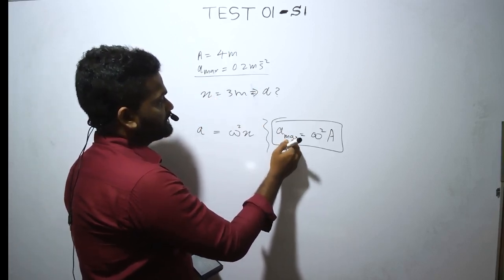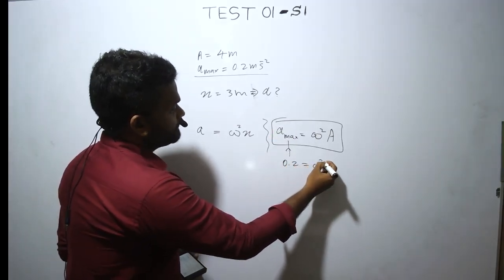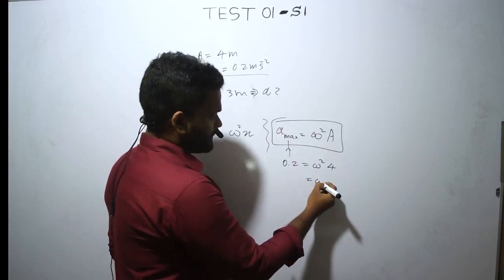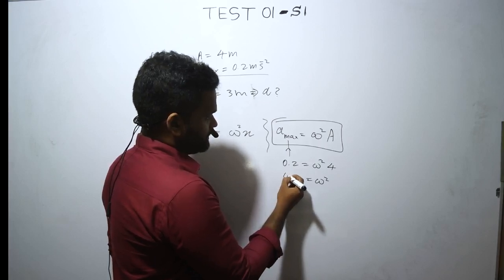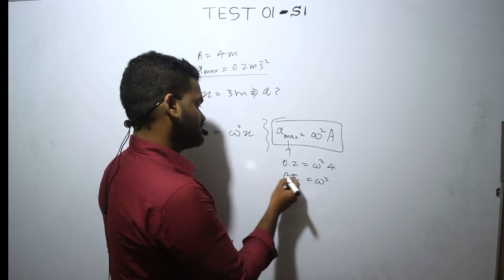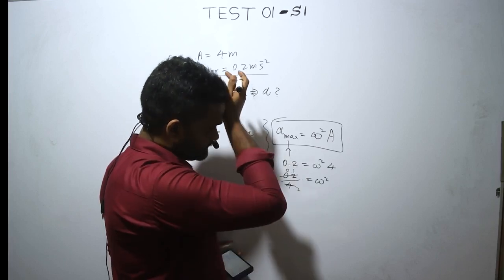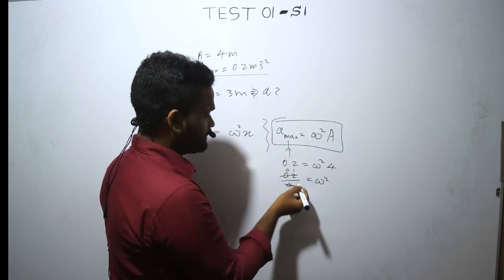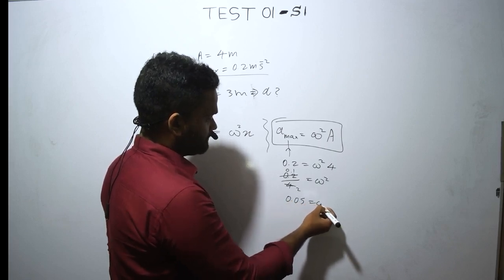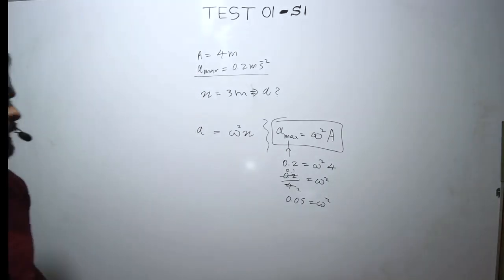So they have given a maximum acceleration and amplitude. I can simply substitute it here and find omega squared. So A max is 0.2, omega squared, amplitude is 4. So omega squared equals 0.2 divided by 4. I'll just divide both by 2, 0.1 over 2. If you divide 0.1 by 2, you get 0.05. So this is omega squared. So now you found omega squared, 0.05, right?